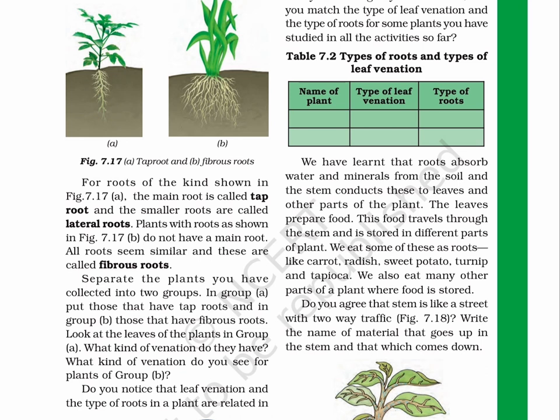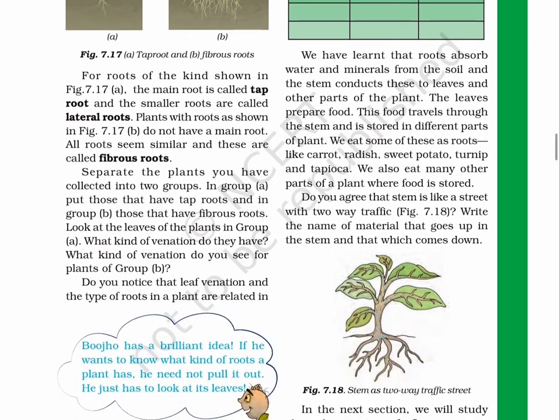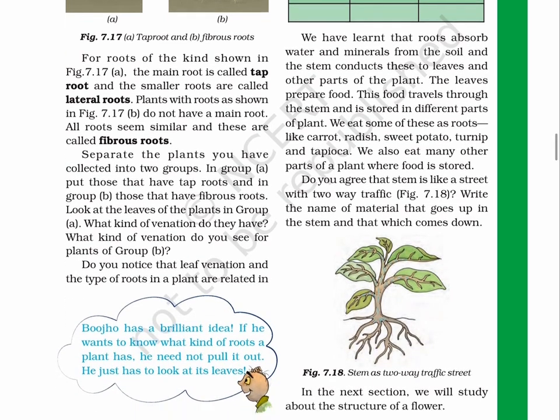Do you agree that stem is like a street with two-way traffic? Figure 7.18. Write the name of material that goes up in the stem and that which comes down. Figure 7.18 shows stem as two-way traffic street. In the next section, we will study about the structure of a flower.